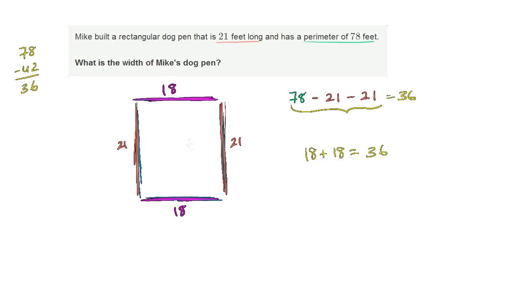And we can verify that. Try adding all of these up together. You add the two widths, you get 18 plus 18, and you add the two lengths, plus 21 plus 21, and you are left with 36, which is exactly what we got here. This is what we needed the two widths to add up to, plus 42, which is, of course, equal to 36 plus 42 is equal to 78, which is the perimeter.